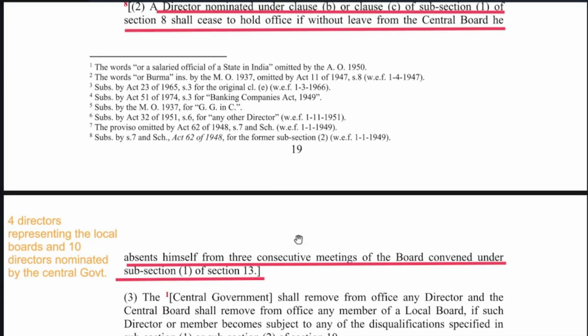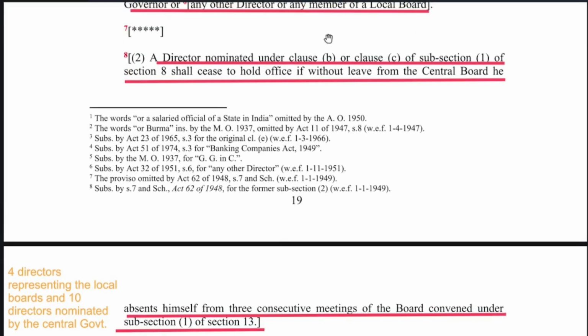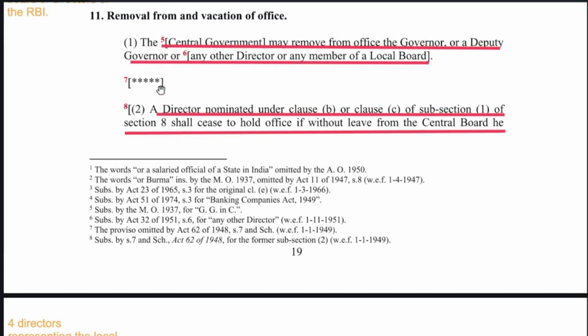Now, what does this subsection say? If a meeting of the Central Board of Directors has been convened under Section 13 of the RBI Act, and any of the directors nominated under clause B or clause C of subsection 1 of section 8 are absent, and this absence has happened for 3 consecutive meetings called under subsection 1 of section 13, then that particular director can be removed from the membership of the central board of directors.